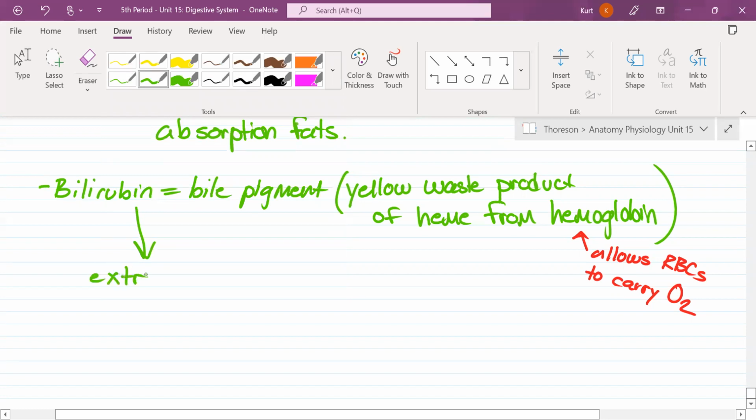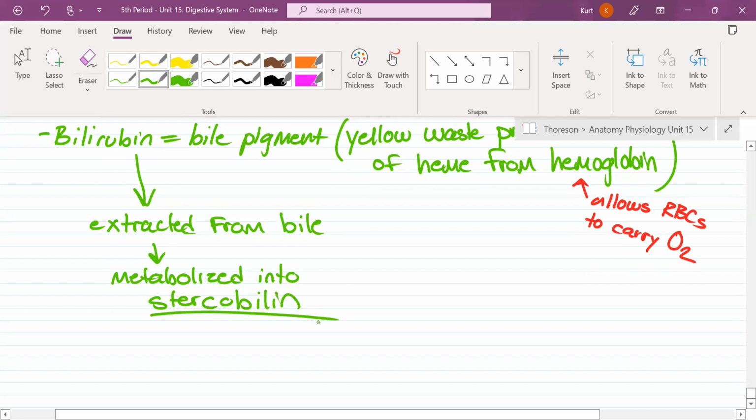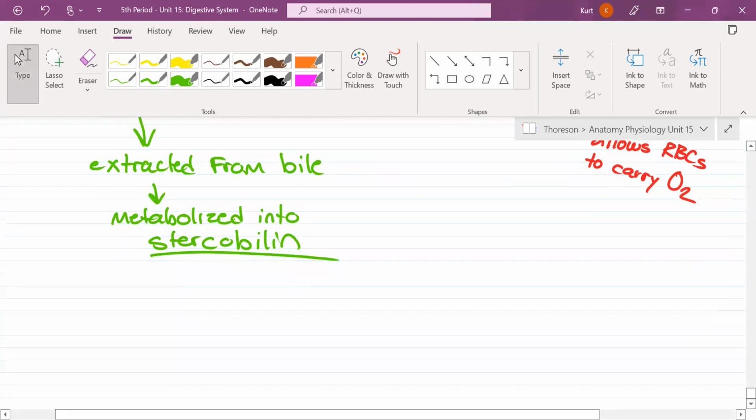Bilirubin will then be extracted from bile. So it's kind of like you're taking the yellow out of the bile, right, Carson? The bilirubin will then be metabolized within the small intestine. It'll be metabolized into stercobilin. So bilirubin, which came from your hemoglobin, will be metabolized into stercobilin. This gives feces its brown color.